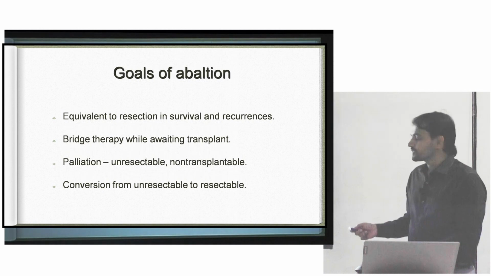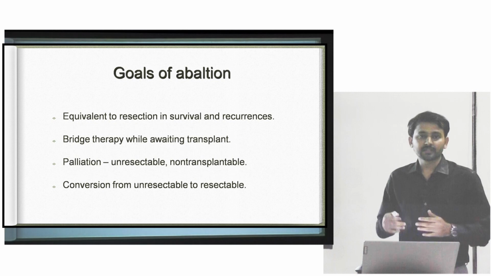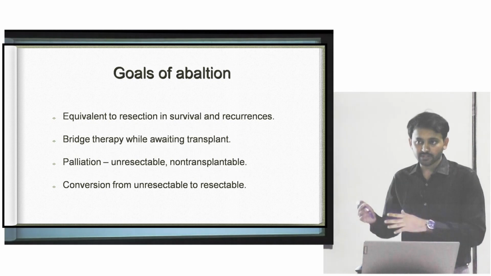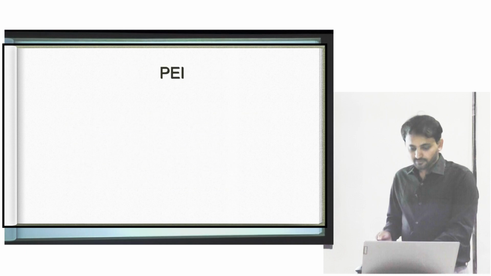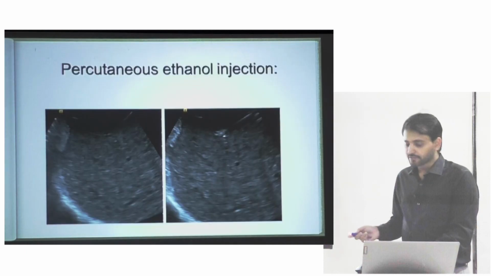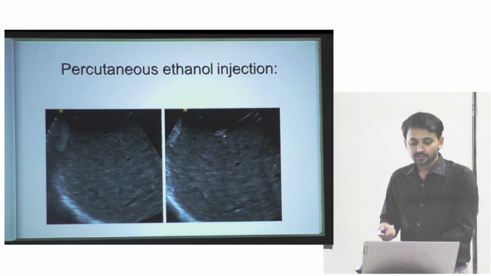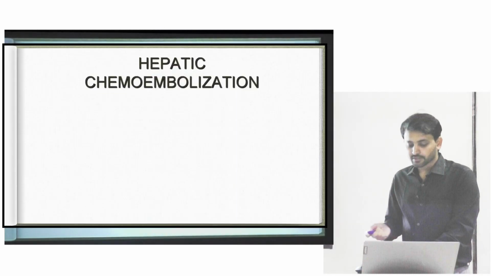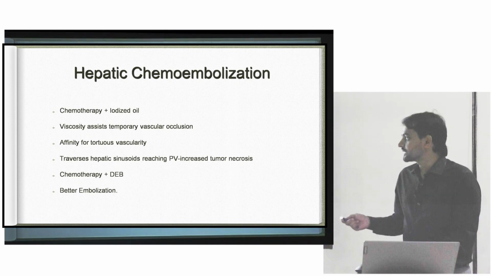The goals of ablation are survival and recurrence equivalent to resection, and sometimes it is used as bridging therapy while awaiting transplant, and sometimes for palliation, and sometimes it will convert unresectable to resectable disease. And percutaneous ethanol injection is used for very small lesions, and sometimes for hydatids we do PAIR treatment, percutaneous ethanol injections. And then TACE, hepatic chemoembolization, that is transarterial chemoembolization.